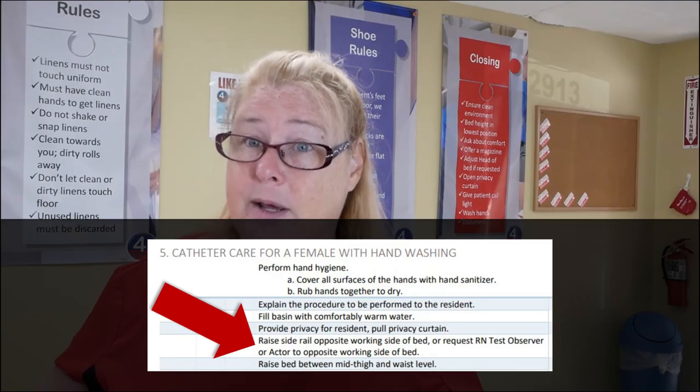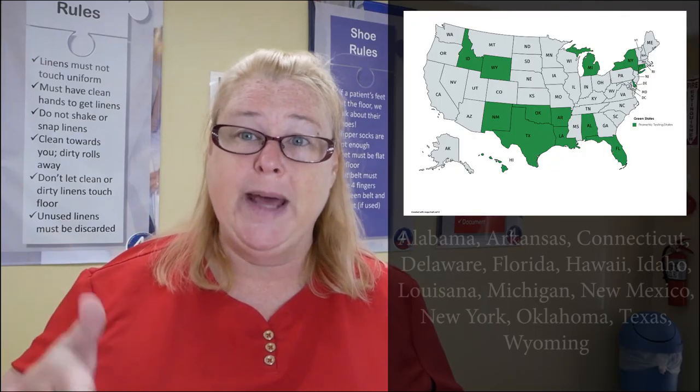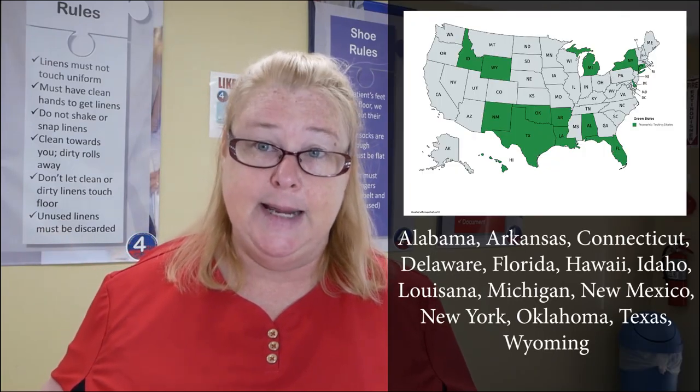Now for the test, there won't even be side rails on the bed if you're testing with Prometric. If you're not testing with Prometric, you need to check your state's guidelines, because there are, I think, 12 states that do still require side rails during the CNA exam. So your states are different. You have different laws regarding side rails. So what I just told you is for Prometric testing states.